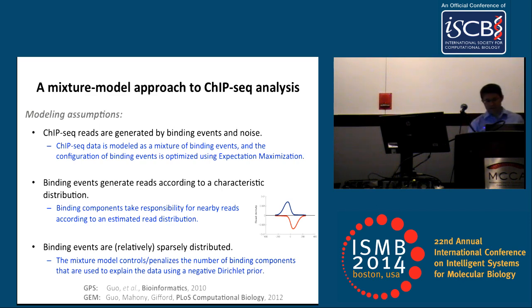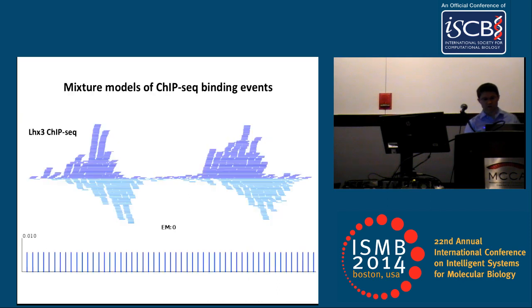It's maybe a little easier to see what this method tries to do, for those of you that aren't familiar with it, by running it on some real ChIP-seq data. Here is the data, and down here are representations of the position and the relative strength of binding components in our model. So for this given region, we're starting with binding components all along the region.